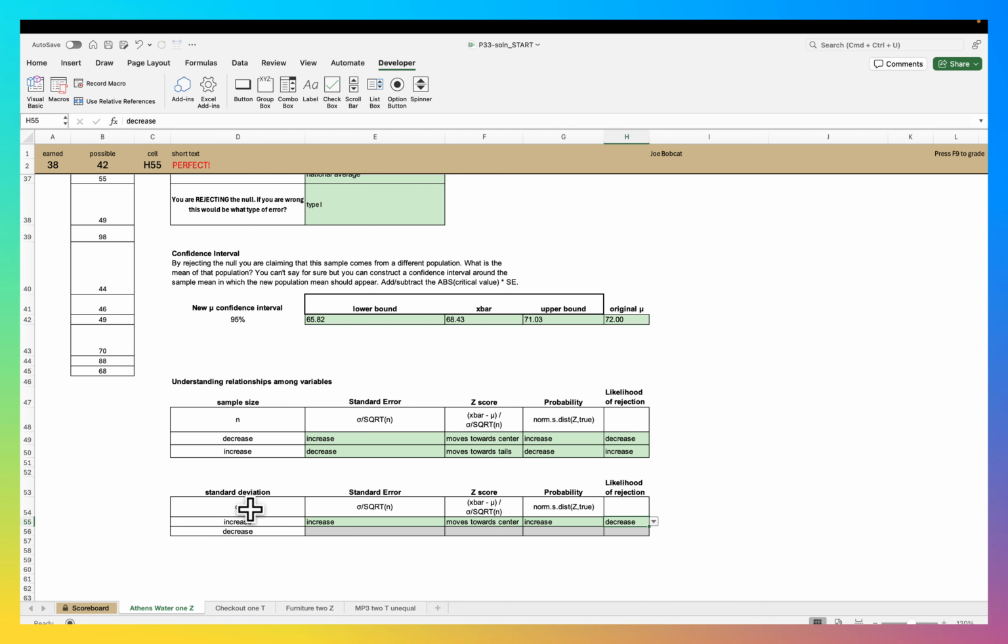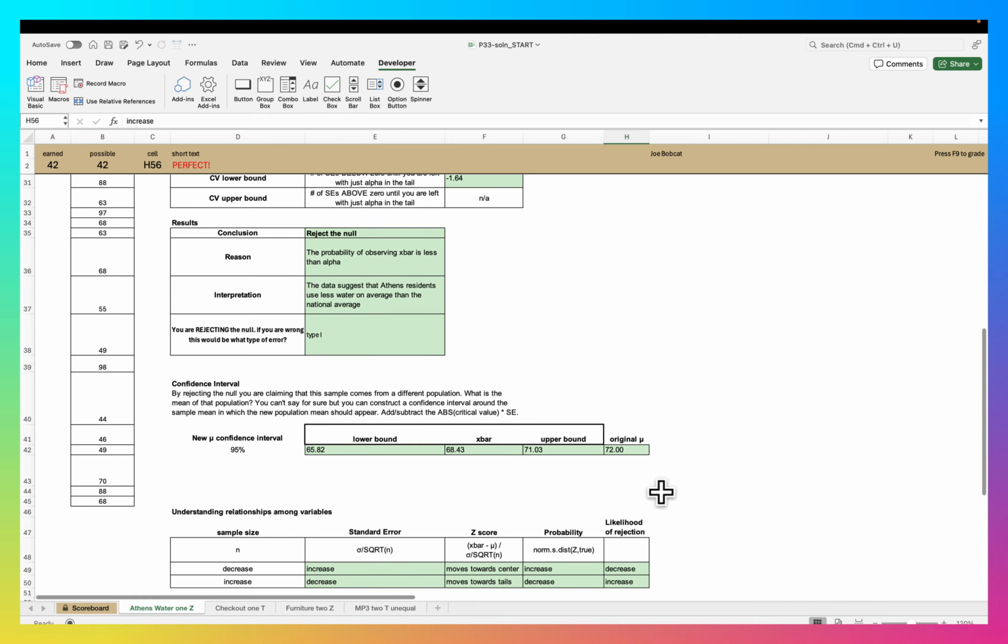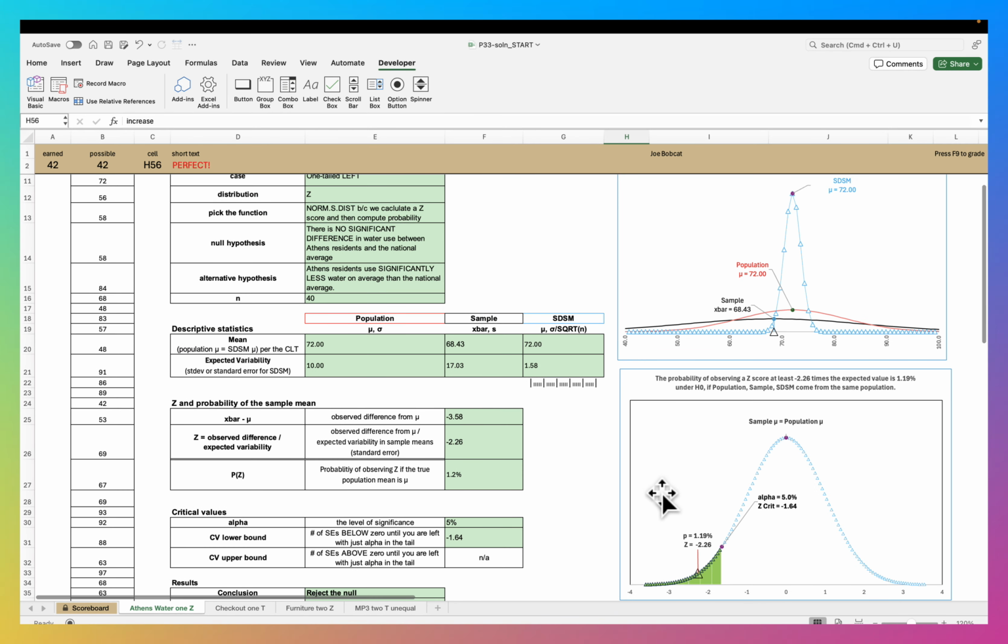But if the standard deviation decreases, so this sigma is a smaller number, then the whole fraction is going to be worth less. So that will decrease. So if this whole thing decreases, the denominator is getting smaller, so the numerator is bigger by comparison. So it gets bigger, so it moves towards the tails. And if it moves towards the tails and the probability in the tails is less, that decreases, and the likelihood of rejection increases. So it's a good way to try to understand the relationship between all the variables.